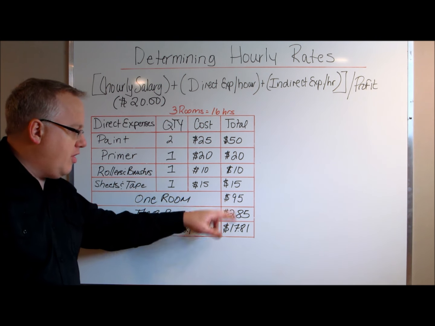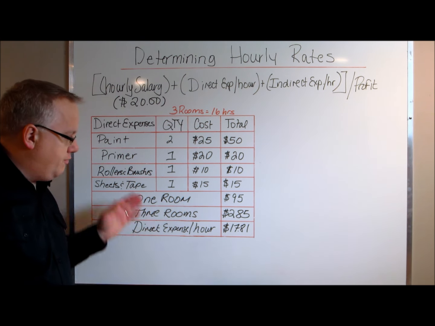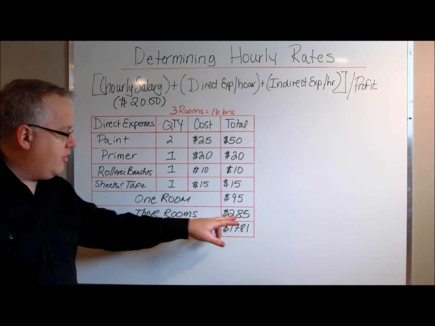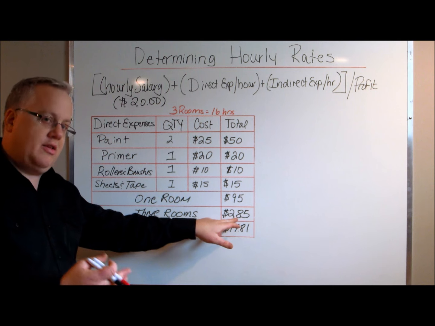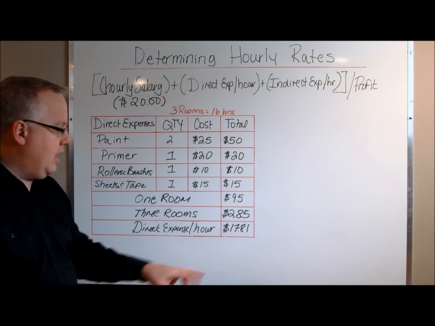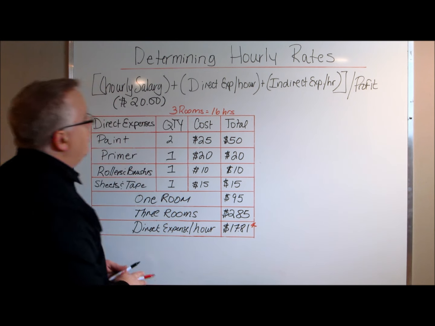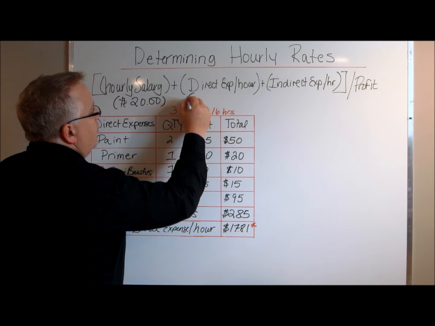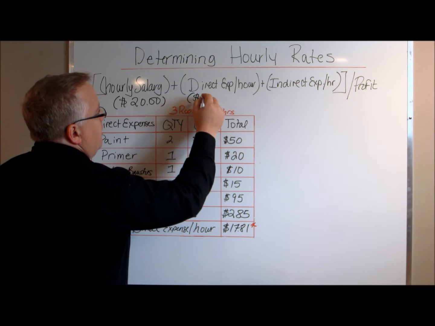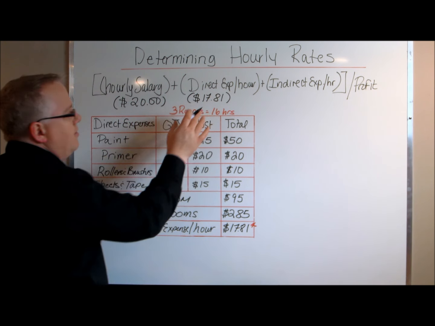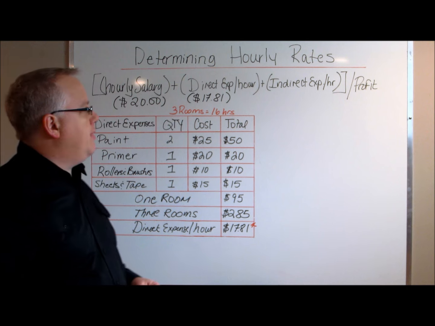For 3 rooms, it's 95 times 3, 285, which is very straightforward. And in order to determine his direct expenses per hour, he's going to take his 285 in terms of his total direct expenses and divide it by the 16 hours, and you get this $17.81 right here. So now we have filled out the second portion of the equation. Direct expenses are $17.81. So that's done. We've done the salary, now we've done the direct expenses.